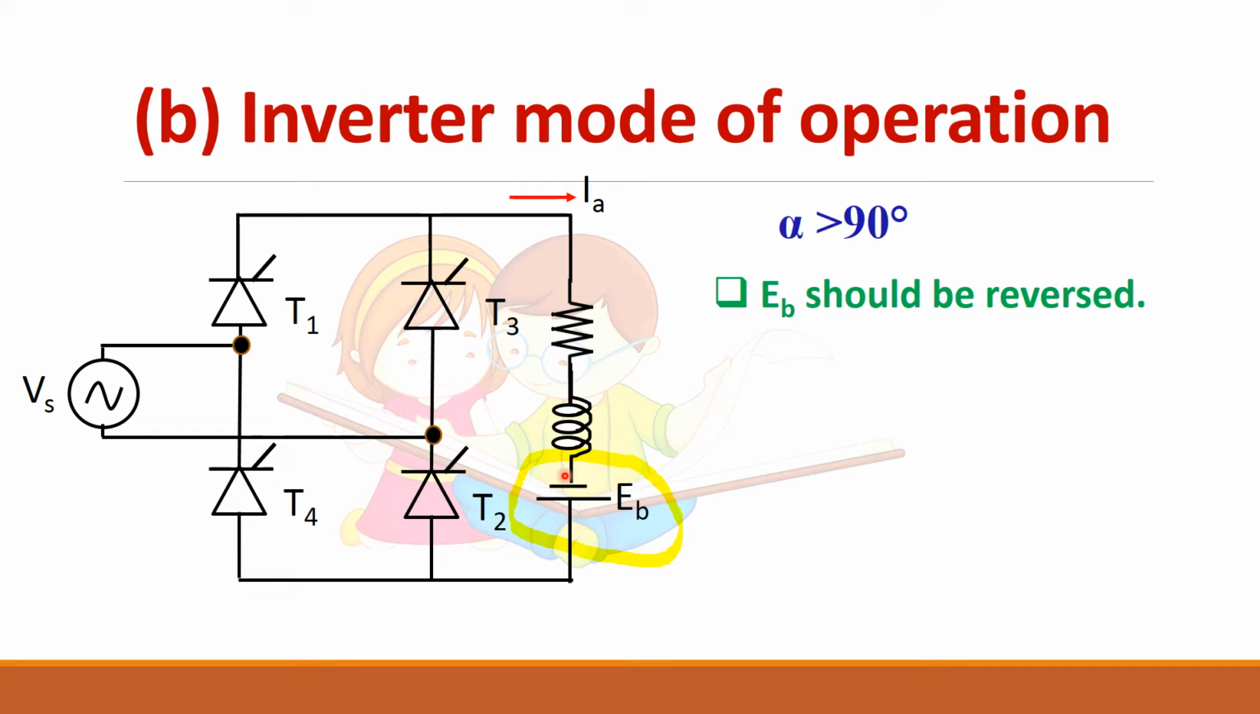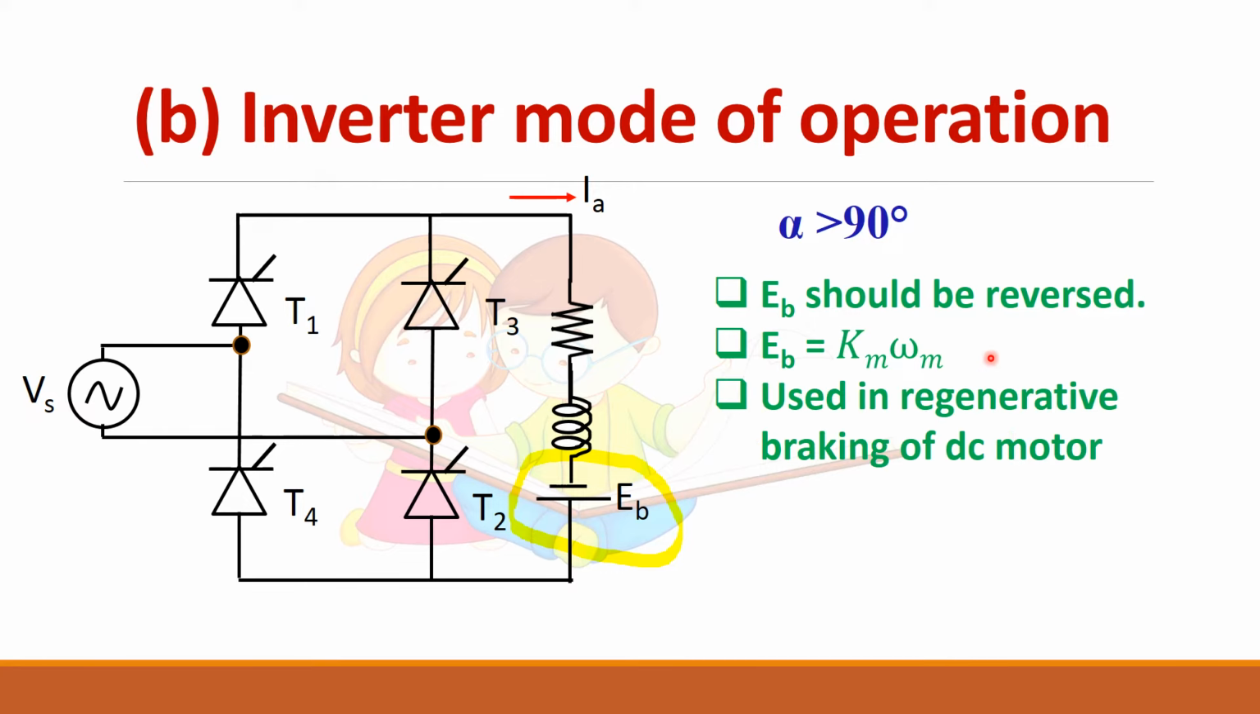So in the previous case it was plus there and minus here. Now we have changed the polarity. So how to reverse this polarity? Back EMF, we know, is directly proportional to Km into omega m. So if you reverse the speed, you will get the reversal of back EMF. This inverter mode is used in regenerative braking of DC motor.